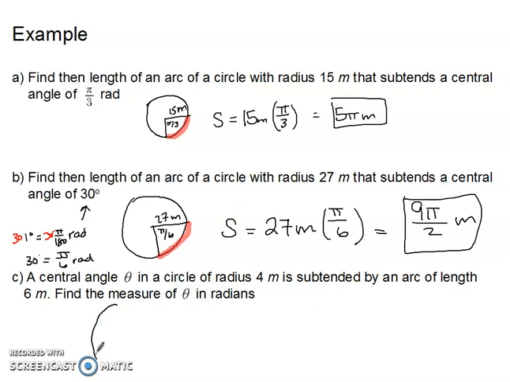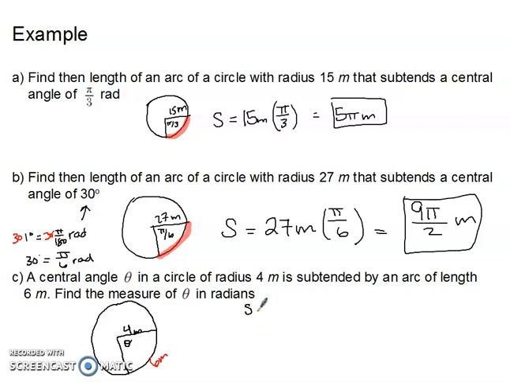Here we have a central angle of theta. So here is my theta. In a circle of radius 4, it is subtended by an arc length of 6 meters. So now they tell us this length is 6 meters and they want us to find the measure of theta.